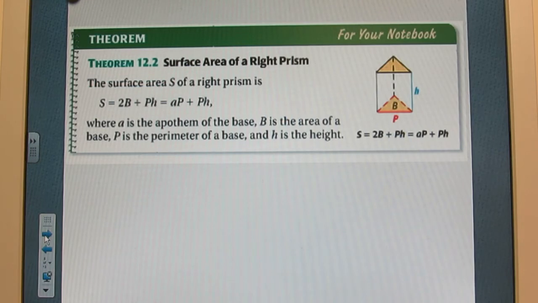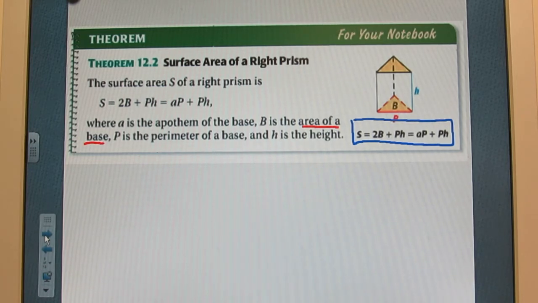So how do we find the surface area of a right prism? Well, we use this equation. So we know that the surface area equals 2 times capital B plus P times H, where capital B is the area of a base. So little b is the length of a base, capital B is the area of a base, P is the perimeter, and H is the height.